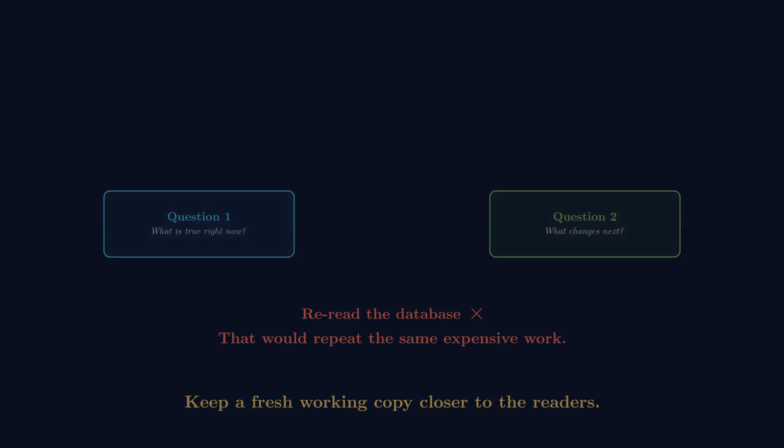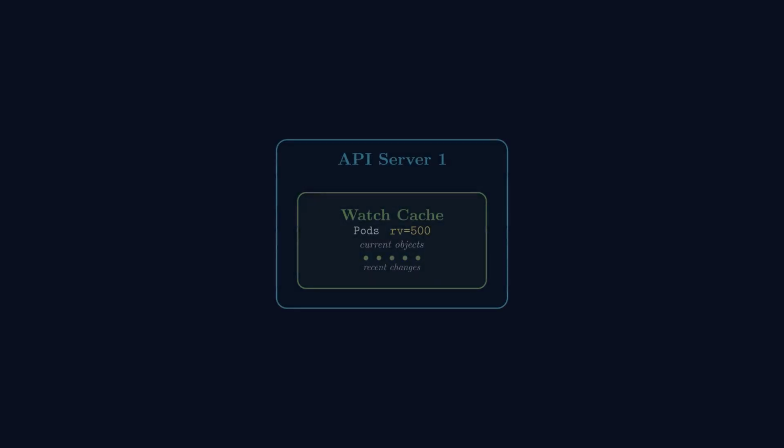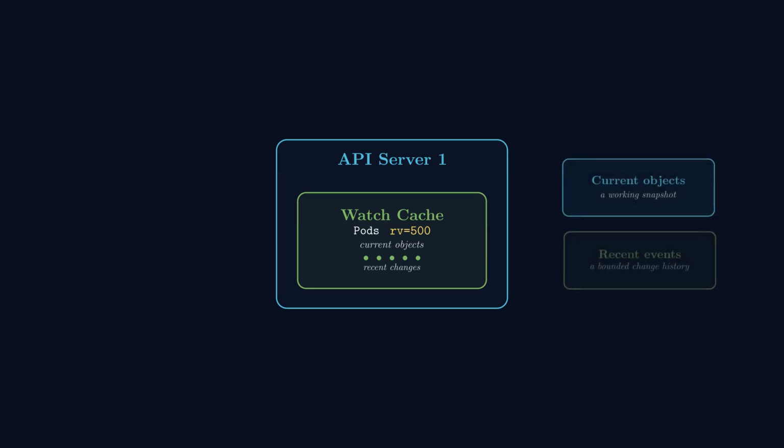That is the role of the API server's watch cache. Inside each API server, Kubernetes keeps an in-memory view of commonly used resources. The cache holds the current objects and a short history of recent changes, close to where API reads and watch requests are handled.